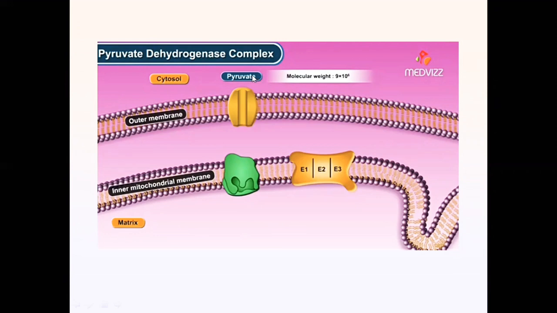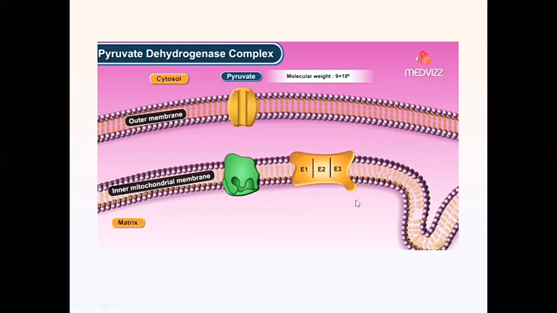Then there are special carrier and transport mechanisms through which pyruvate will be transported inside the matrix, where the Krebs cycle will take place. So before the Krebs cycle, pyruvate has to be transported inside the mitochondria, and then it will be converted into acetyl-CoA with the help of the Pyruvate Dehydrogenase complex enzyme, and then acetyl-CoA will enter into the Krebs cycle. This Pyruvate Dehydrogenase complex enzyme has 3 parts.